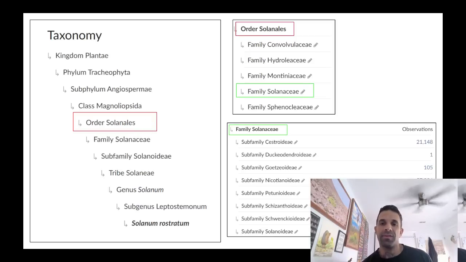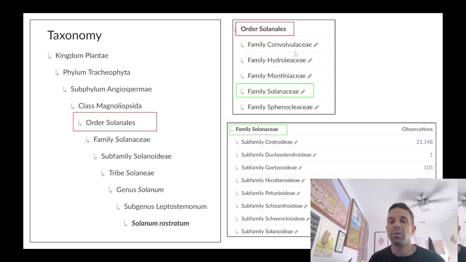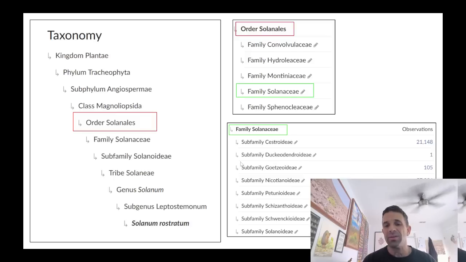Okay, taxonomy, order Solanales. There are five families in that order, five different variations on a theme. Note the morning glory family, Convolvulaceae, is in the order Solanales too. And then you've got family Solanaceae. Go down to all the different subfamilies of Solanaceae. Cestroideae, the cestrums, the generally moth-pollinated, night-blooming, very pleasant-smelling genus of plant, Cestrum. Okay, Nicotianoideae, the nicotines, obviously.